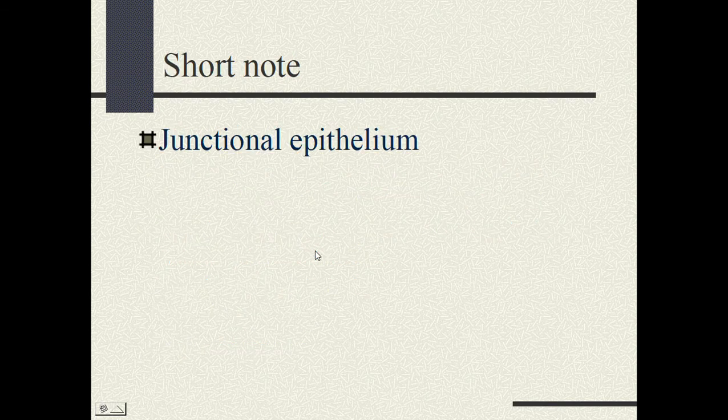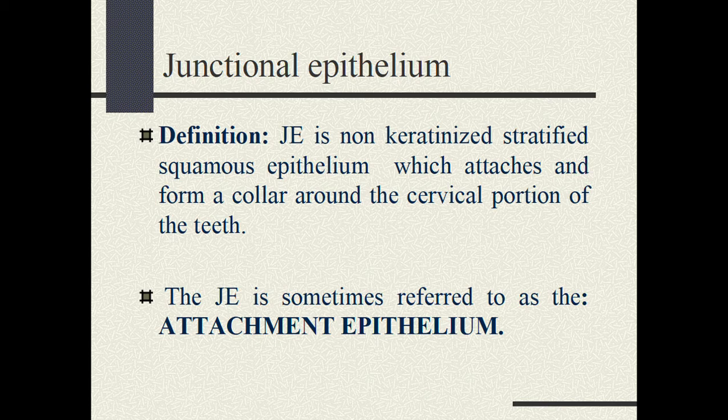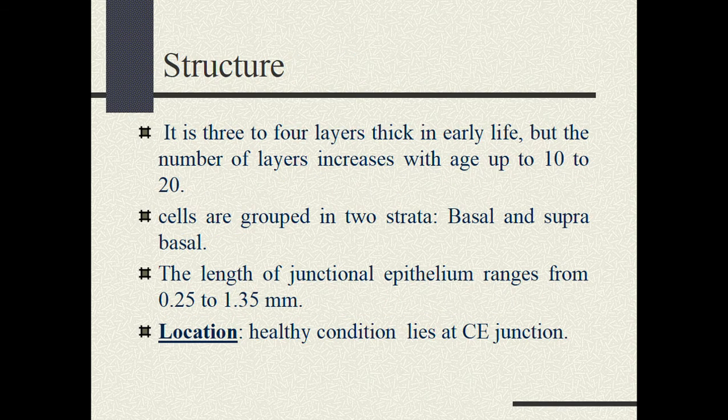Coming on to the next question, junctional epithelium. First of all, definition. Junctional epithelium is non-keratinized stratified squamous epithelium which attaches and forms a collar around the cervical portion of teeth. The junctional epithelium is sometimes referred to as attachment epithelium. Structure: it is 3 to 4 layers thick in early life, but the number of layers increases with age up to 10 to 20. Cells are grouped in two strata, stratum basale and suprabasal. The length of junctional epithelium ranges from 0.25 to 1.35 mm. Location: in healthy condition, junctional epithelium lies at the cemento-enamel junction.